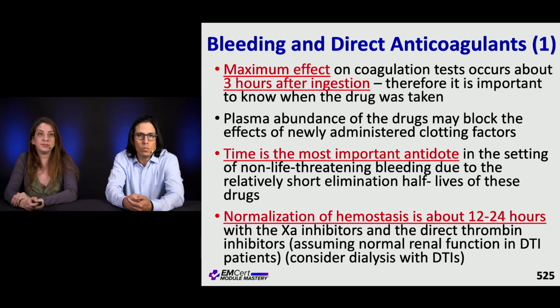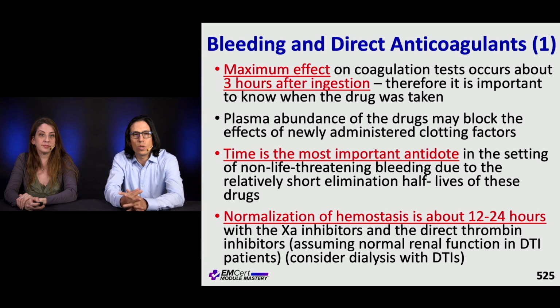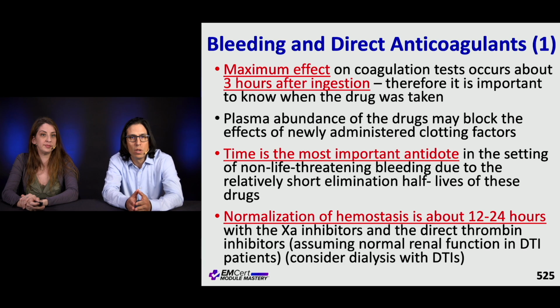So what do you do with bleeding on direct oral anticoagulants? The maximum effect on coag tests occurs about 3 hours after ingestion. So it's important for all kinds of reasons to know when the drug was taken, how much was taken, and when was the last dose. Time is the most important antidote in the setting of non-life-threatening bleeding because of the relatively short half-life of these drugs. As long as clearance is normal and isn't impaired by organ dysfunction, you may be able to wait it out in non-life-threatening or non-serious hemorrhage.